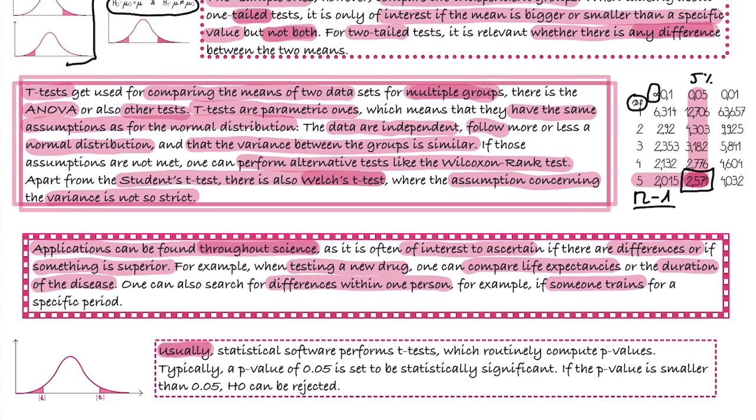Now, this was the basis and you can calculate those things by hand to a certain extent, but usually statistical software performs those t-tests, and they also compute p-values. Usually in science, a p-value of 0.05 is said to be statistically significant. And if your p-value is smaller than that, you can reject the null hypothesis, meaning that there is a true difference between your groups.